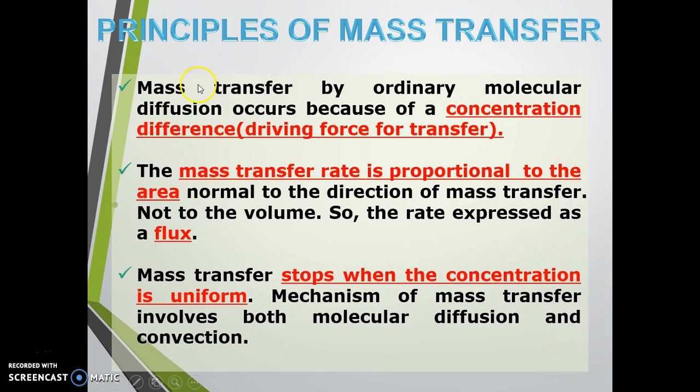Like I said before, mass transfer by ordinary molecular diffusion occurs because of the driving force for the transfer, and the mass transfer rate is proportional to the area, because if we see the unit of the flux itself, it is kg mole or k mole per s m square. So it is the mole per unit time, and also per unit area. And mass transfer will stop when the concentration is uniform.